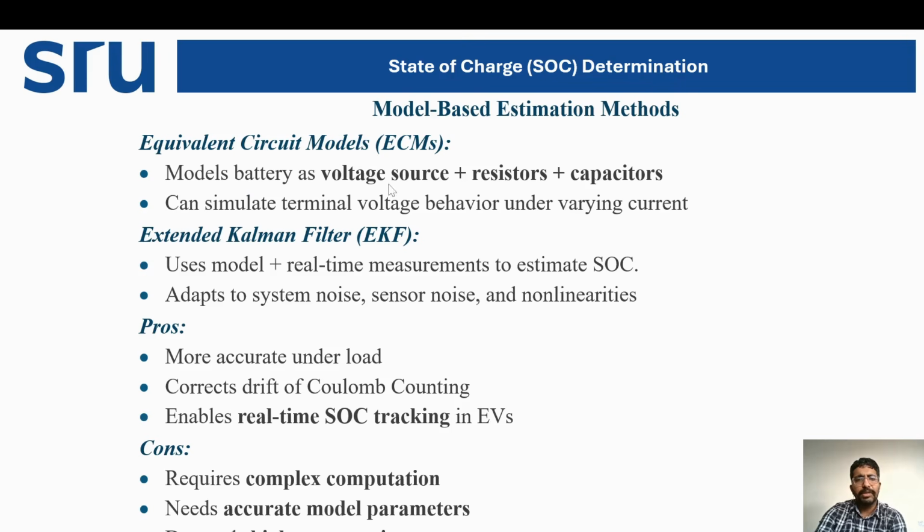Equivalent circuit models. So this models the battery as a voltage source plus resistors plus capacitors. Equivalent circuit models means we are trying to estimate the state of charge of the battery by using proper equivalent models. In equivalent models, we are trying to use some components, R, L, C components. Mostly it is R and C only, because in a battery the inductive part is not there. Mostly it is capacitive and resistor.